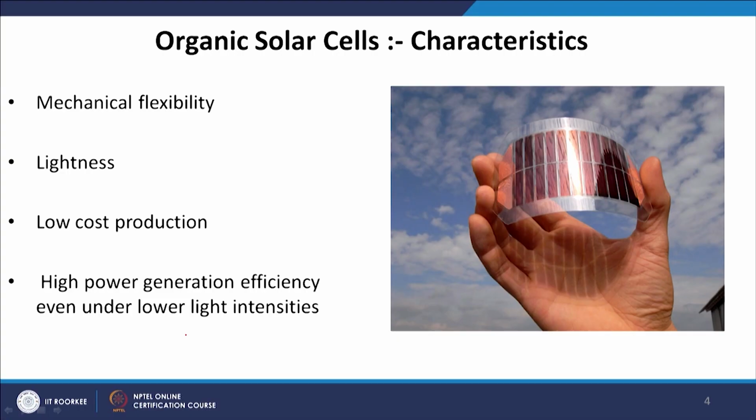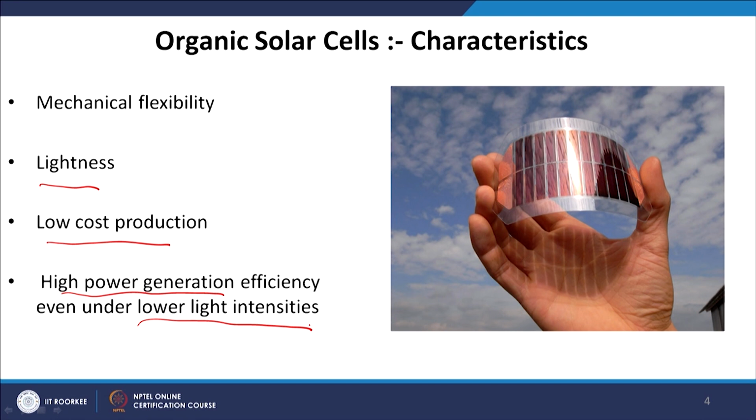Some of the other characteristic features of the organic solar cells are mechanical flexibility. As you can see in this figure, we can hold the solar cell in our hand and we can bend it, that means this is flexible, and we can put it on any flexible substrate. These are lightweight, so these are compact devices. Their cost of production is also low, and finally the power generation efficiency is also very high under low light intensities. This is very important.